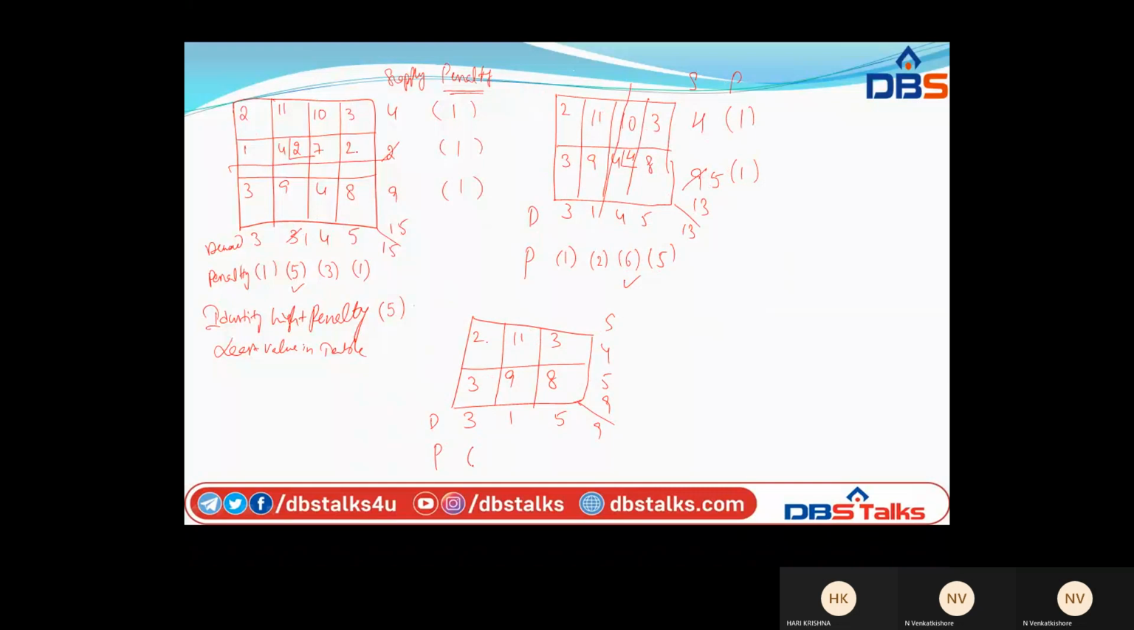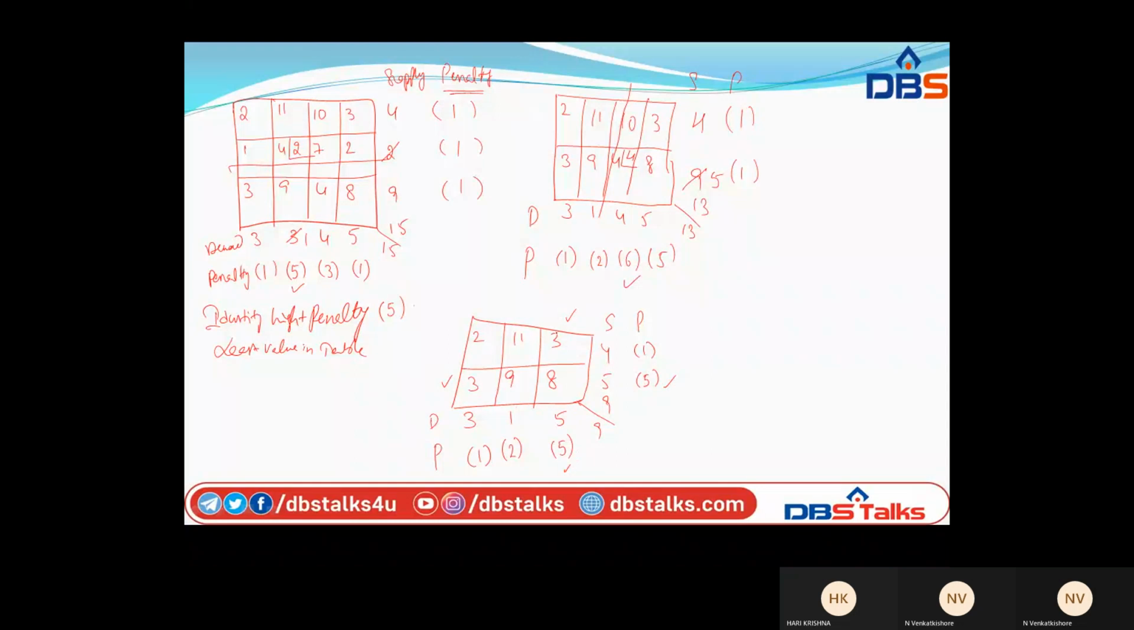Whatever the penalties: 1, 2, 5. Here the penalty is 1. Here it is 12, next is 12. This is 5. So what is the highest value? We are having the highest penalty as 5. It was shown in two cells. So in this or otherwise in this. So here also we can eliminate or here also we can eliminate.